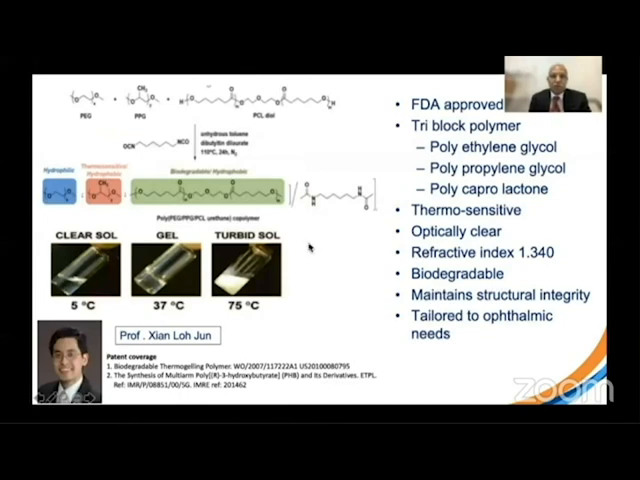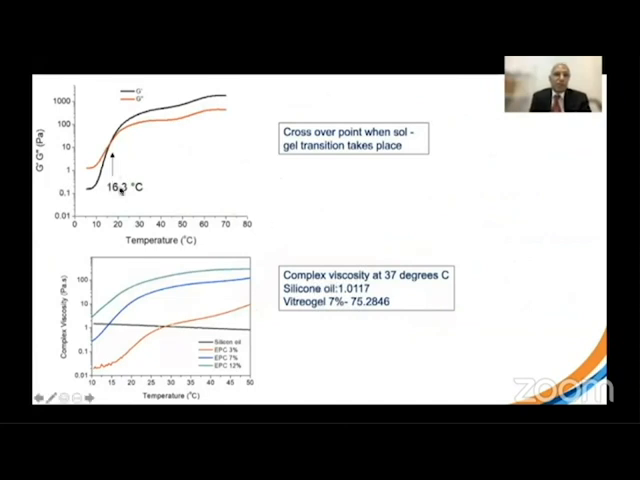So the product we chose is a patented product, the patent of Professor Sen-jun, and is a tri-block polymer containing polyethylene glycol, polypropylene glycol, polycaprolactone. It is thermosensitive, optically clear, with a refractive index of 1.34 and is entirely biodegradable in a matter of about 2 to 3 months. At about 16.3 degrees, there's a transition between sol to gel, and it has got a viscosity which is much higher than silicone oil.